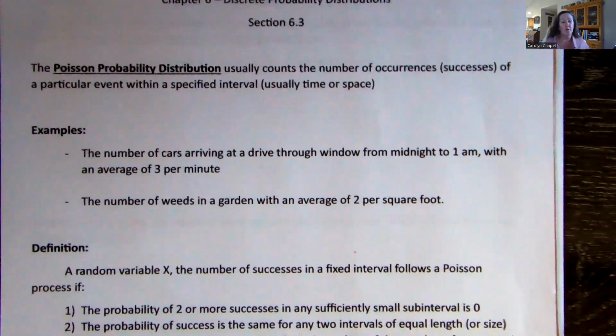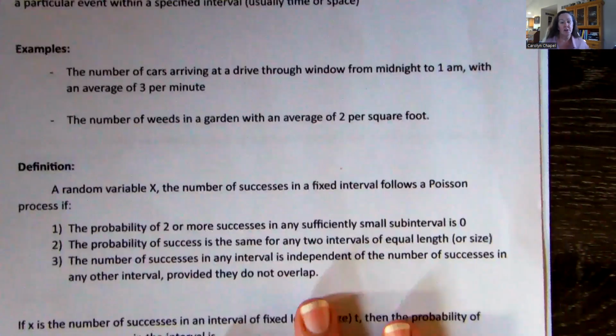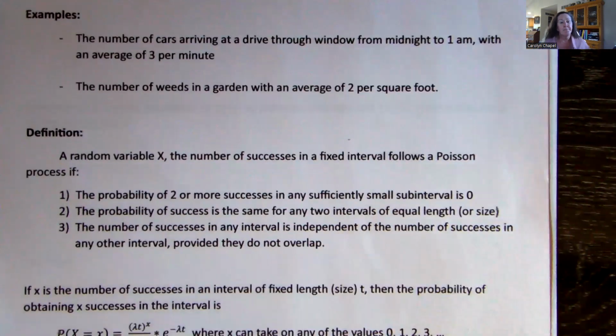So the definition for a Poisson is given here. A random variable, and we like to use capital letters for random variables, so I chose the letter X, is going to be the number of successes in a fixed interval. It's going to follow this Poisson distribution or Poisson process if, first of all, the probability of 2 or more successes in a significantly small subinterval is 0.